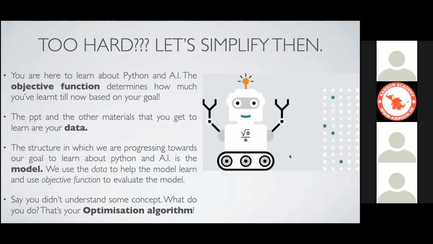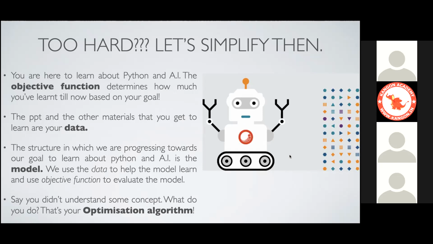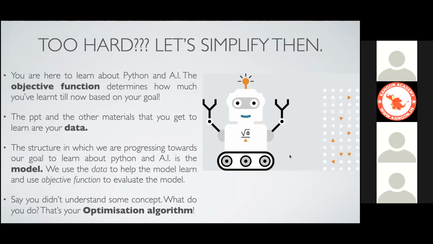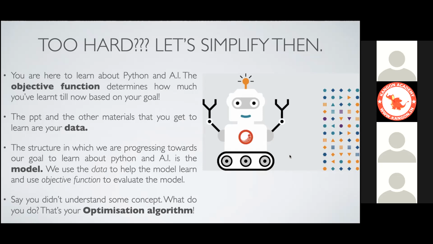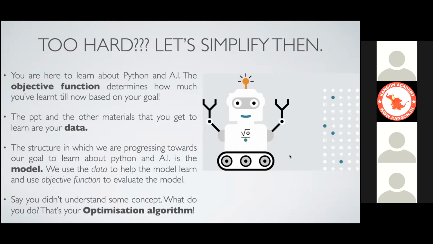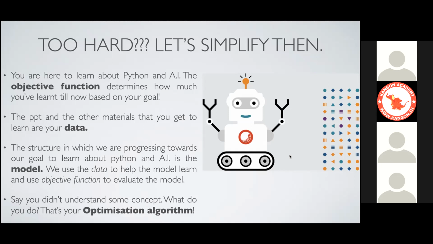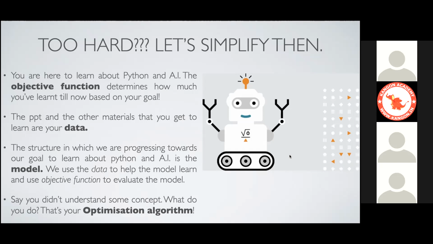Like, I want you to be fluent in all the concepts that we have discussed. How much you are grasping, that's the question here. An objective function helps us answer that question. And based on that objective function, we can use the optimization algorithm to help us understand better.